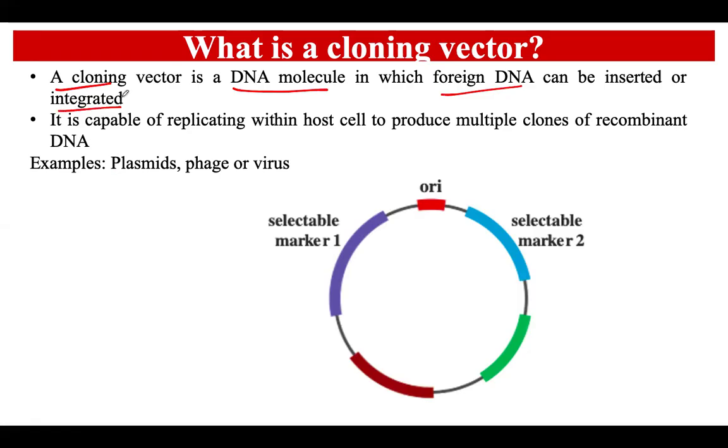In the modern era where genetic engineering is flourishing, there is a need for introducing new traits into organisms. And in order to do that, cloning vectors can be used. So, cloning vectors are basically acting as a medium for the integration of the desirable DNA molecules. Now, the cloning vector is capable of replicating within the host cell to produce multiple clones of recombinant DNA. And there are several examples of cloning vectors, such as plasmids, phages, and viruses.